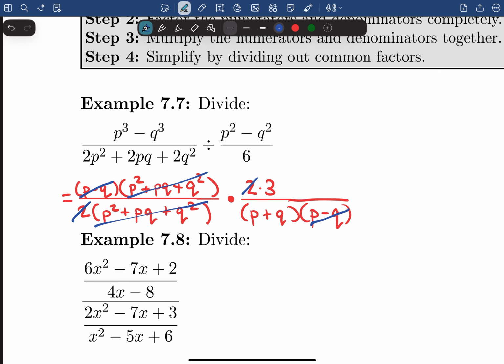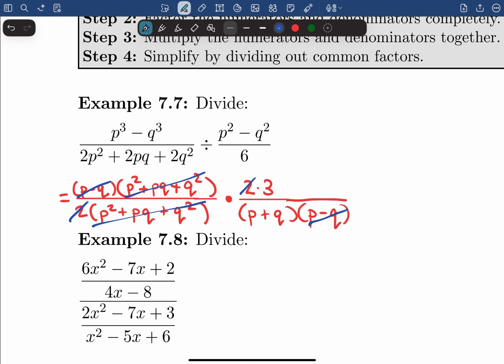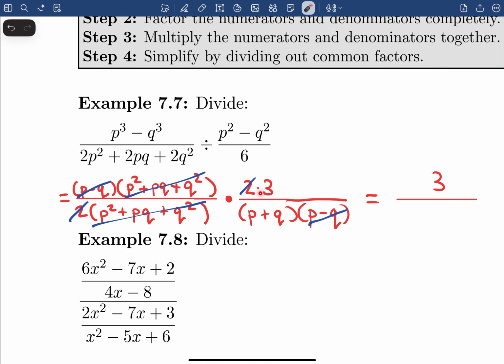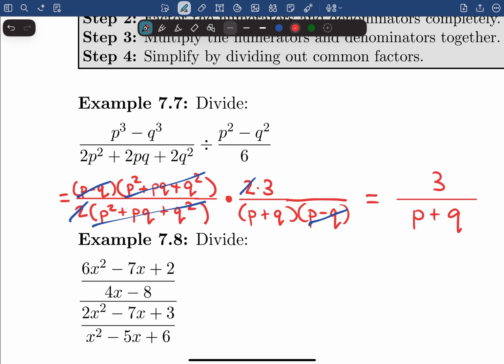And so the only stuff left is a 3 on top. That's the only factor left on top is the 3, right? This 3 right here didn't get canceled. And then on bottom, this p plus q, it did not get canceled. So I put p plus q, that factor on bottom, and this is the final result. It can't simplify any further. That's as far as it goes. Good job.